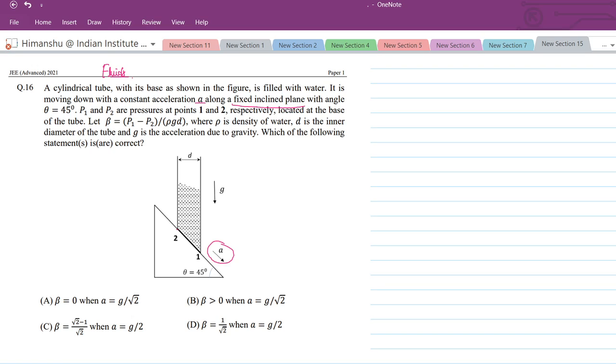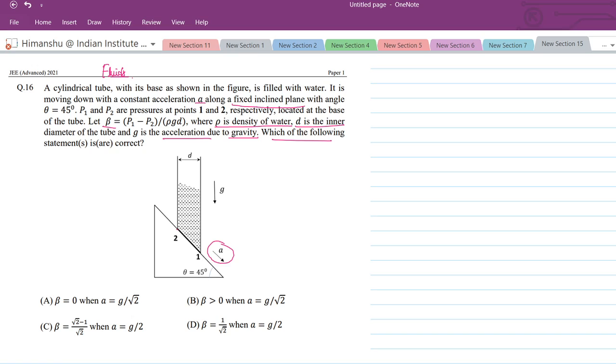There is a term beta, equal to P1 minus P2 over rho g d. It can be termed as a normalized pressure difference, where rho is the density of water, d is the inner diameter of the tube, and g is the acceleration due to gravity. Then, which of the following statements is correct?